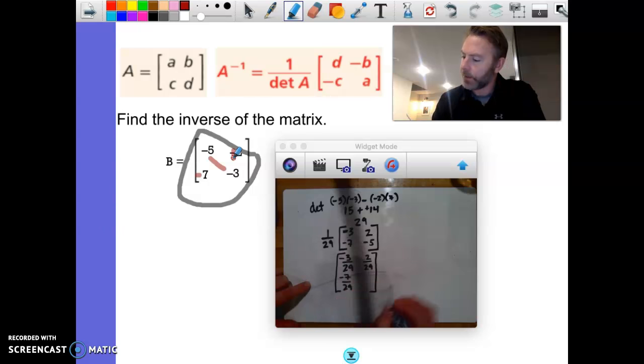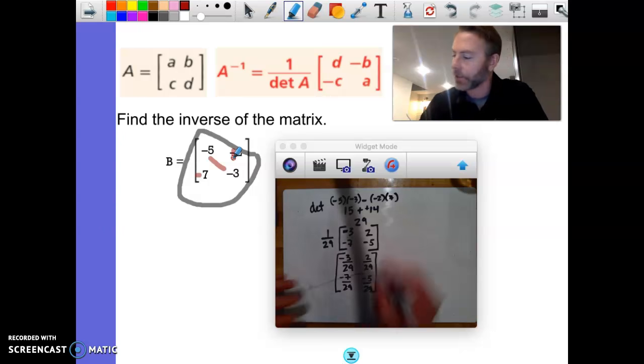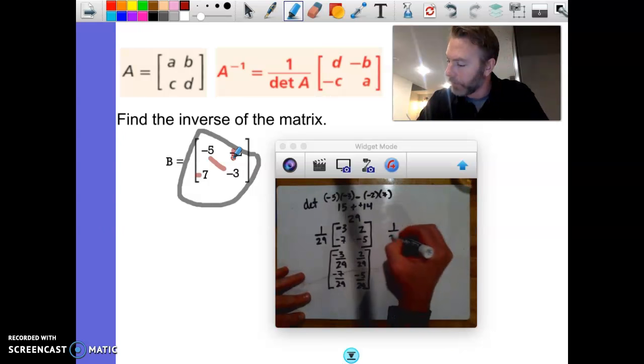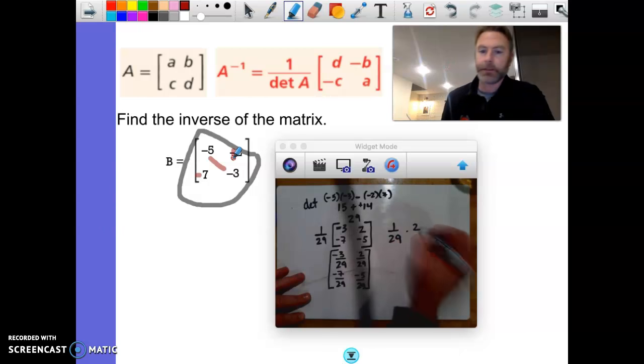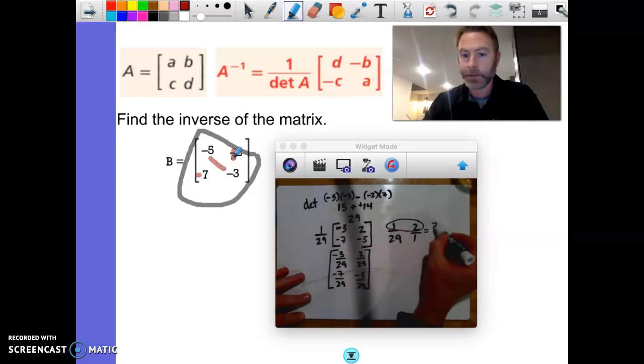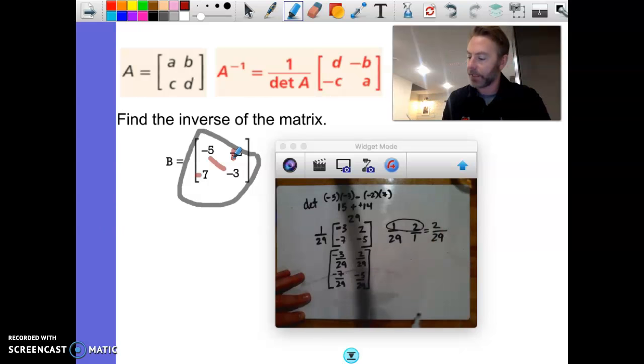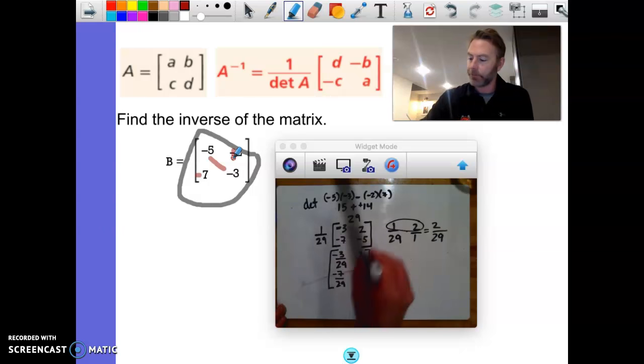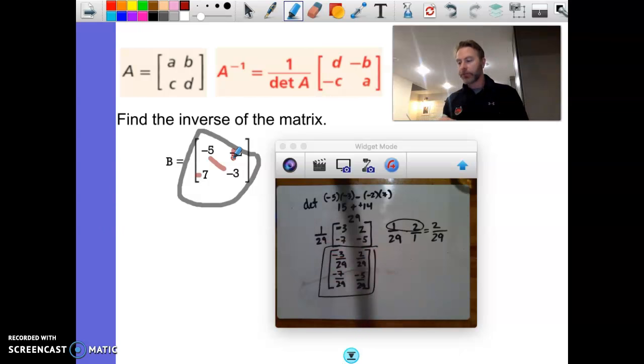When I'm multiplying fractions, 1 over 29 times each of these, I'll just do it off to the side here. 1 over 29 times 2: I multiply the top two numbers, that's going to be 2, and then multiply the bottom two numbers, it's going to be 29, and then simplify that if I can. If I can't, that's my final answer. Boom. That's how we find the inverse matrix using the determinant.